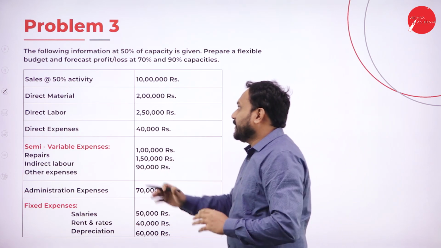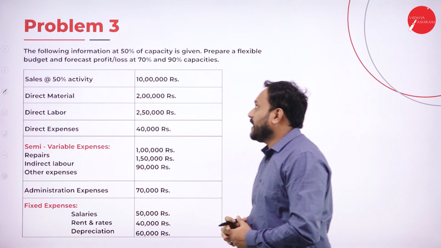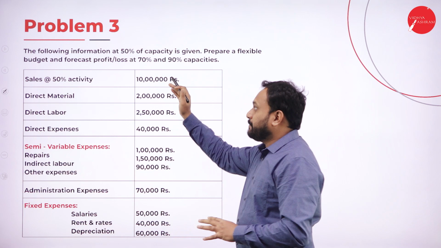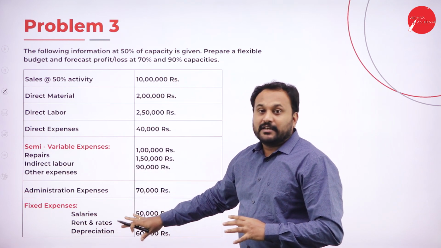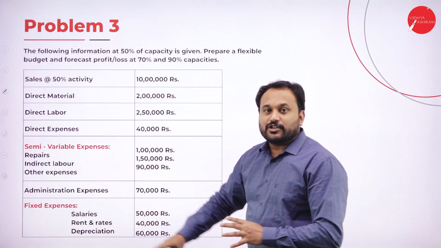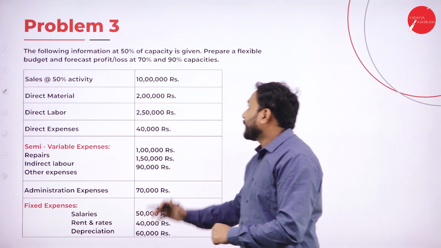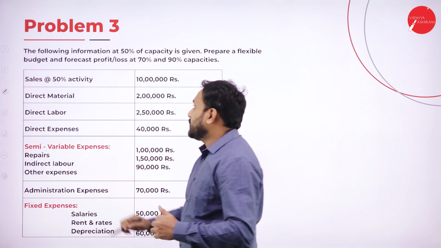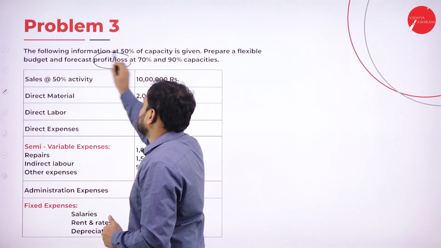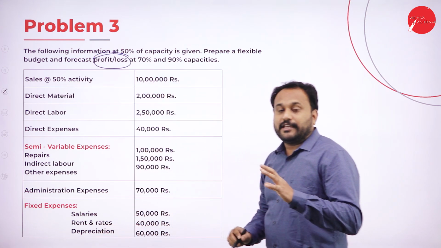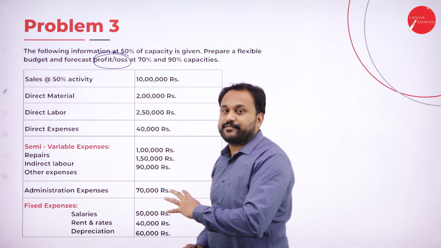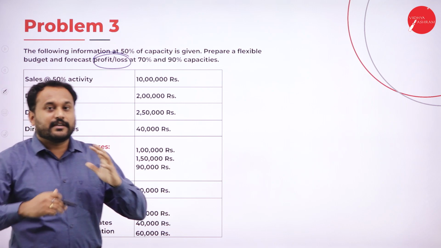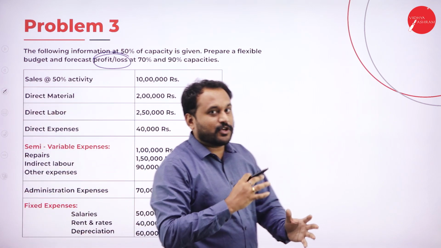Now, the first one here is problem number 3. The following information is at 50% capacity. That means whatever data is given is all at 50% capacity. Prepare a flexible budget and forecast profit or loss. Now understand here, the first thing they have given you is that you are supposed to forecast. That means you are supposed to give the estimated profit or loss.